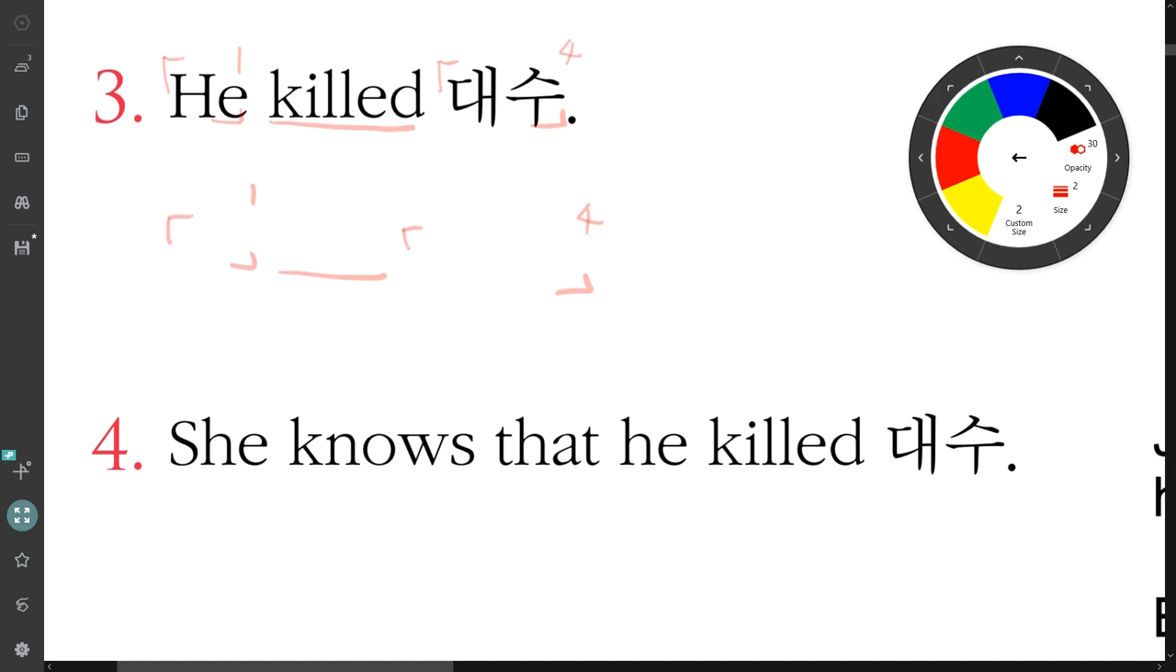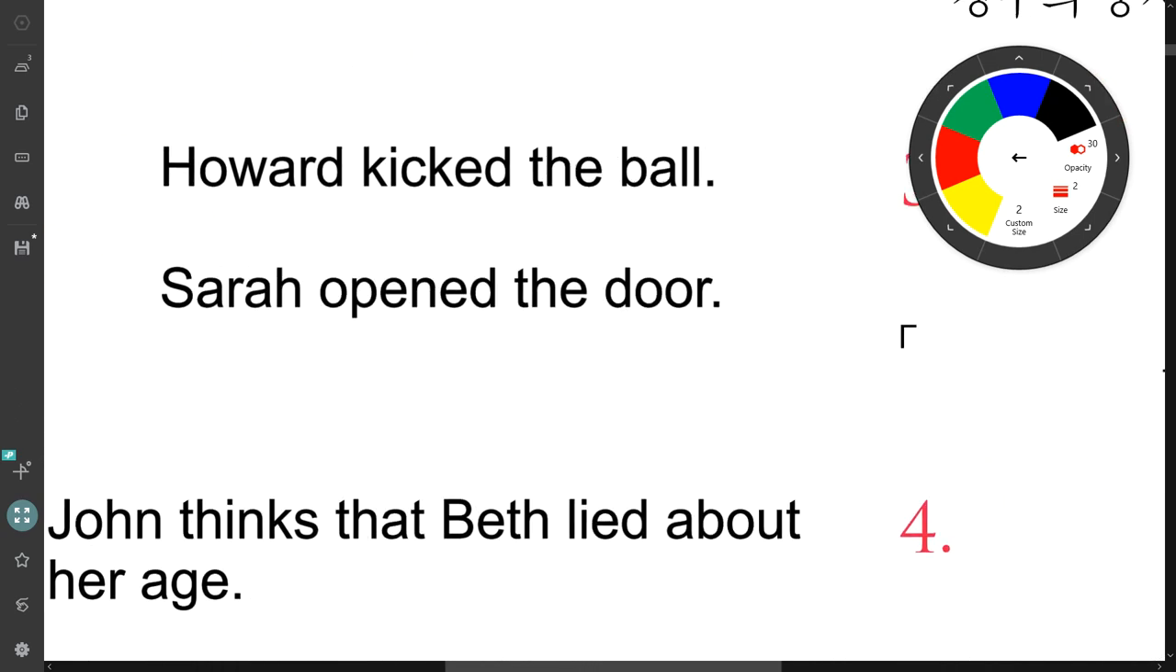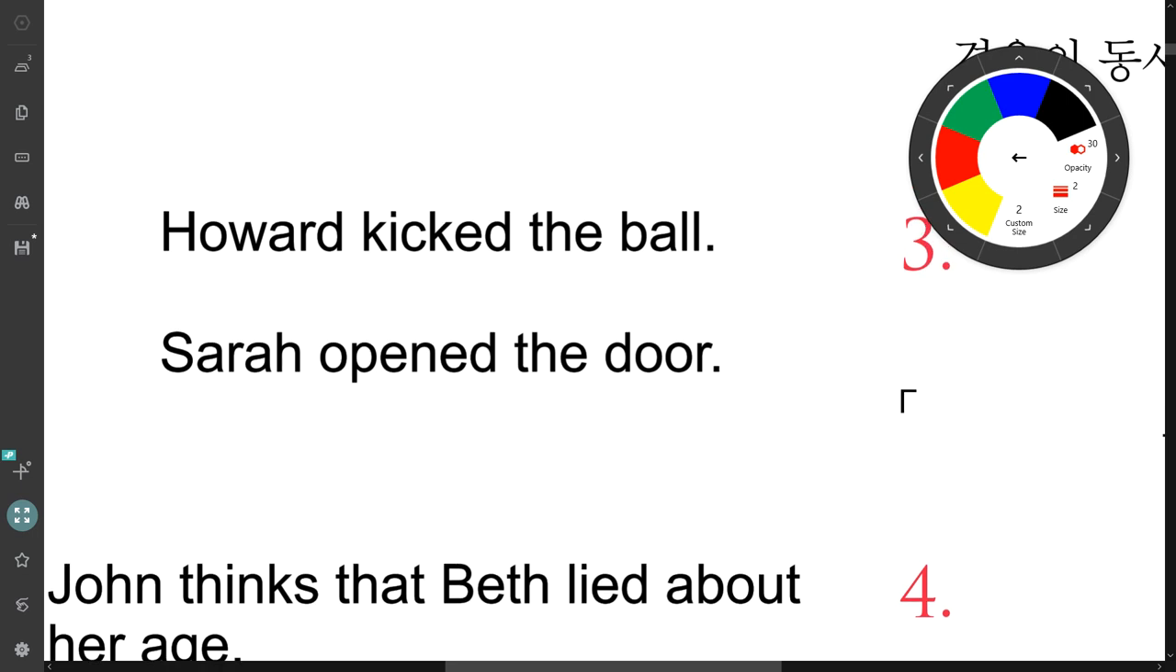A couple more examples of this sentence type. Howard kicked the ball. Sarah opened the door.